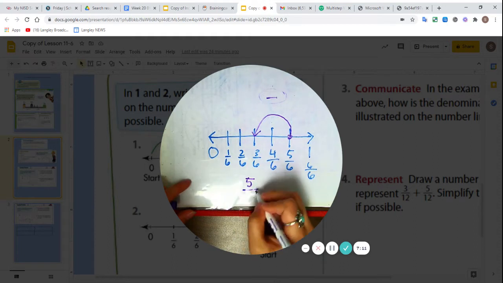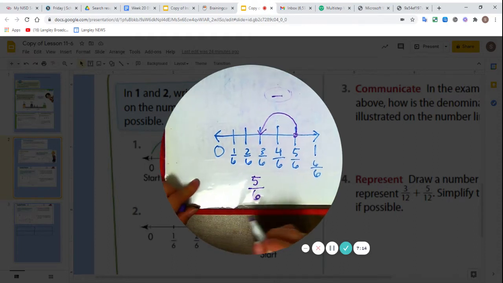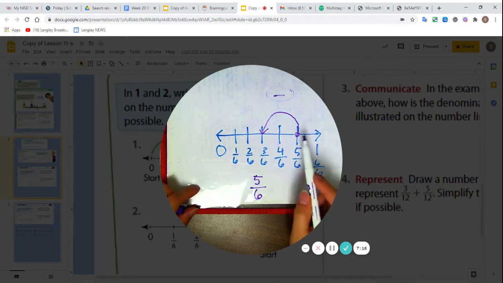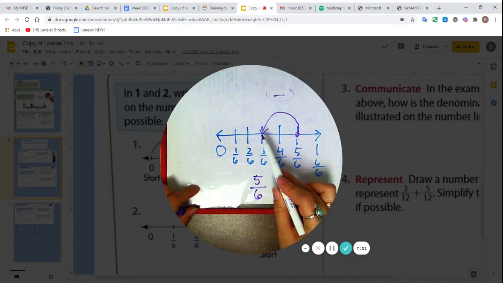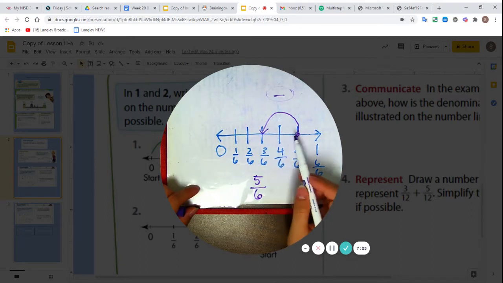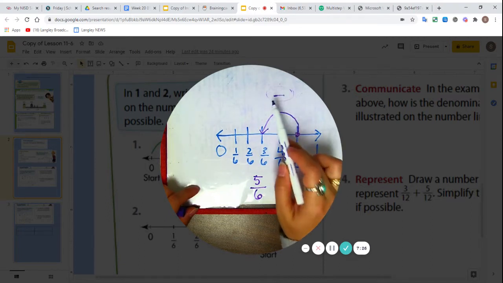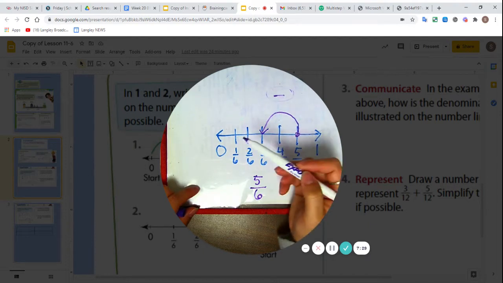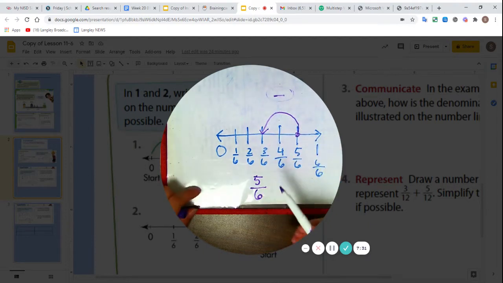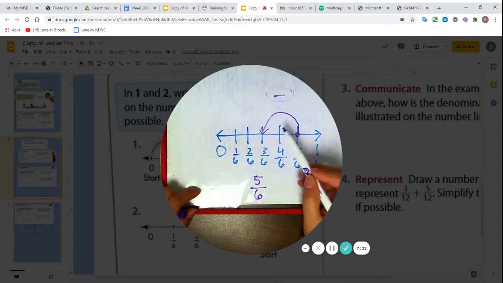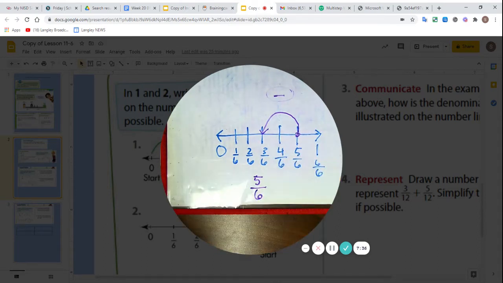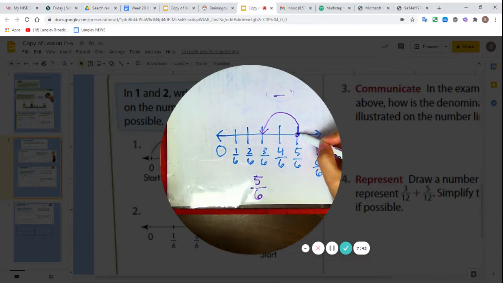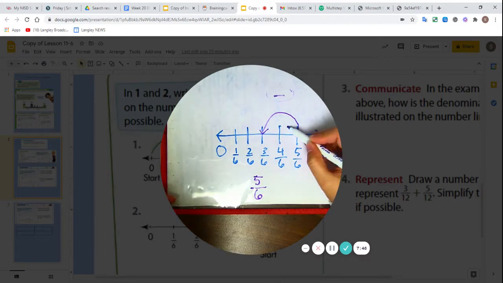So I'm going to start my equation with 5/6. Okay? That's where that arrow started on the number line. It's starting right here at 5/6, and it goes backwards. All right? And we've already said that this direction, the opposite direction, means to subtract. So how many spaces did they go? If we started at 5/6 and they went all the way to 3/6, how many spaces did they go backwards?